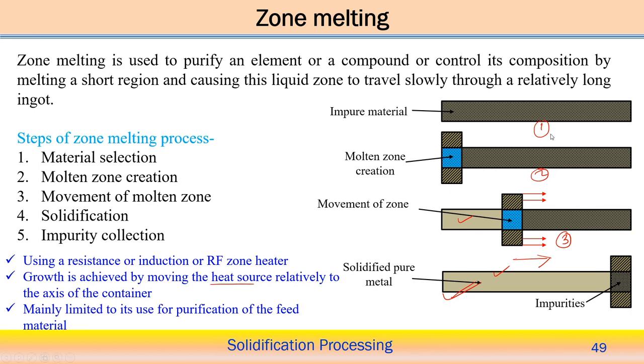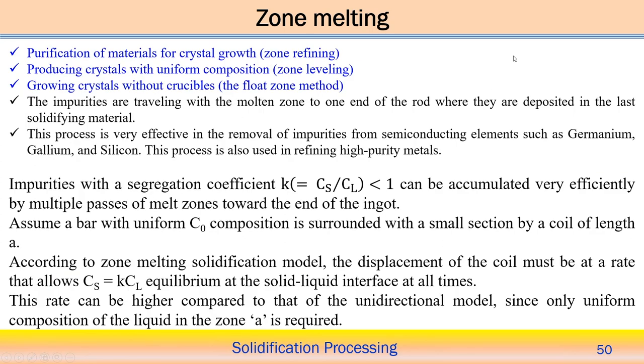Now, once we understand the basic principle of the zone melting process, we can go further in analyzing it. The zone melting process might have three different variants. One is the purification of the materials for crystal growth. This is also known as zone refining.